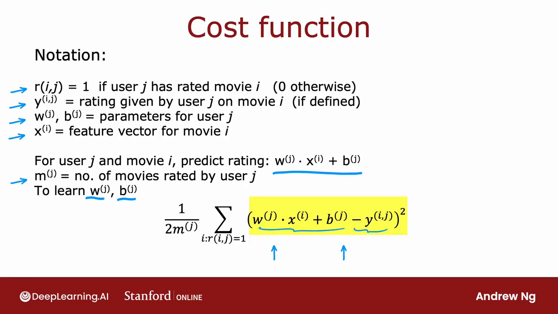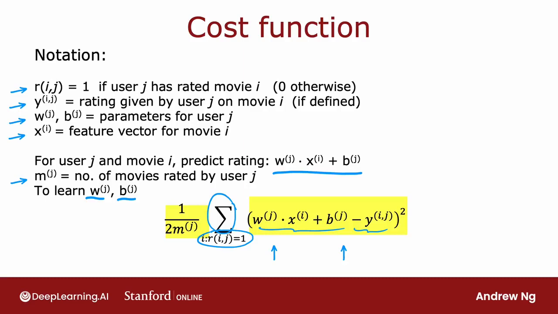But the user hasn't rated all the movies, so if we're going to sum over this, we're going to sum only over the values of i where rij is equal to 1. So we're going to sum only over the movies i that user j has actually rated. So that's what this denotes. Sum over all values of i where rij is equal to 1, meaning that user j has rated that movie i. And then finally, we can take the usual normalization, 1 over 2 mj.